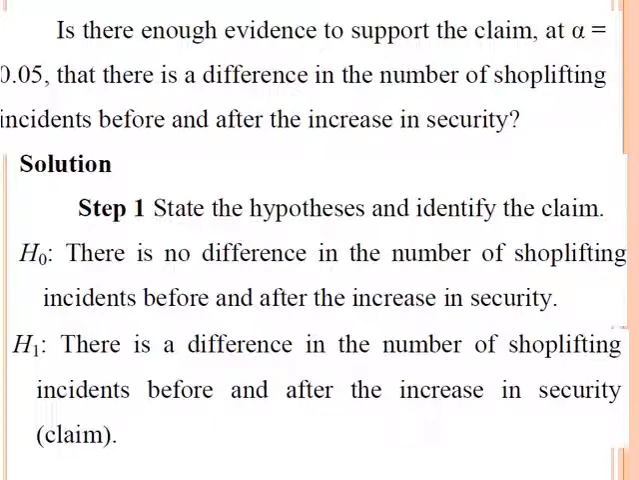We have H naught, which is the null hypothesis, and H1, which is the alternative hypothesis. The null hypothesis is that there is no difference in the number of shoplifting incidents before and after the increase in security. We note that H naught always represents the statement with equality, and H1 shows the other one, which is the claim. So H1 here: there is a difference in the number of shoplifting incidents before and after the increase in security.